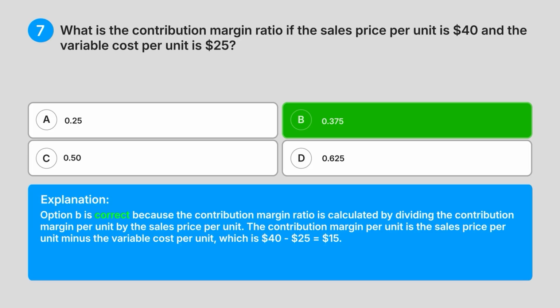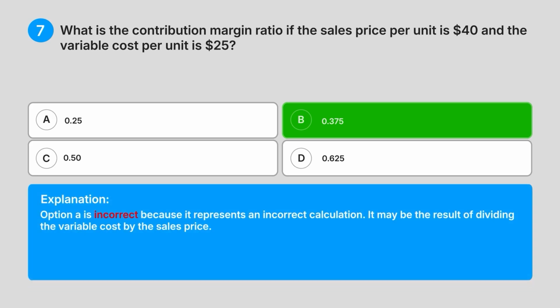Explanation. Option B is correct because the contribution margin ratio is calculated by dividing the contribution margin per unit by the sales price per unit. The contribution margin per unit is the sales price per unit minus the variable cost per unit, which is USD 40 minus USD 25 = USD 15.